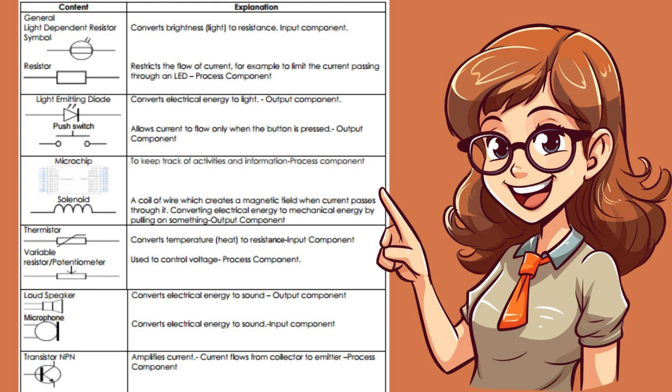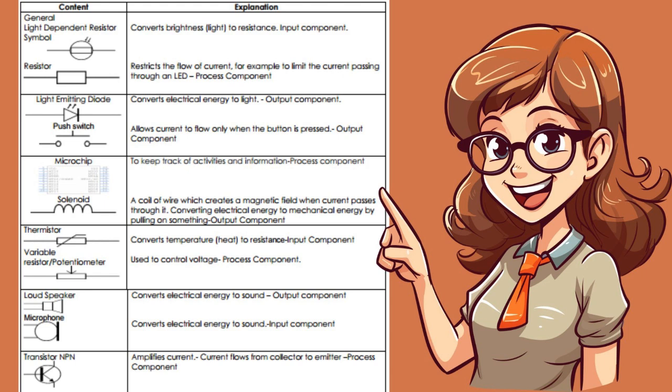Output component. Push switch. Allows current to flow only when the button is pressed. Output component. Microchip. To keep track of activities and information. Process component. Solenoid. A coil of wire which creates a magnetic field when current passes through it, converting electrical energy to mechanical energy by pulling on something.